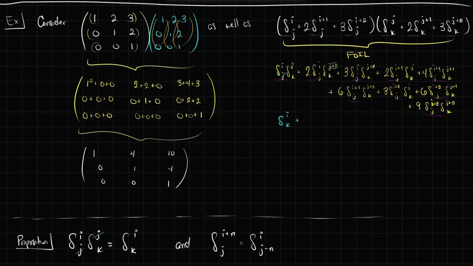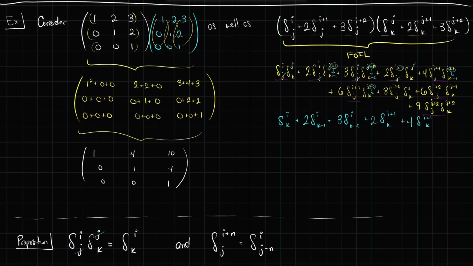And here I can shift that down to a minus 1, and then I can cancel, and I get 2 delta i k minus 1. And then here I can shift that down to minus 2, and then I can cancel, and I get 3 delta i k minus 2. And then here I don't even have to shift anything down. I can just cancel, and I get delta i plus 1 k. And then here I need to shift that down to a minus 1, and then I can cancel to get 4 delta i plus 1 k.